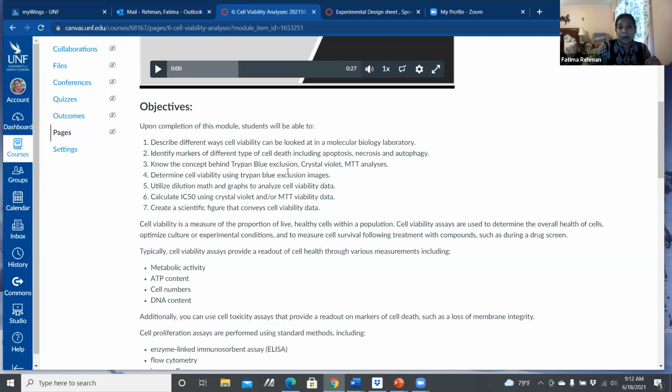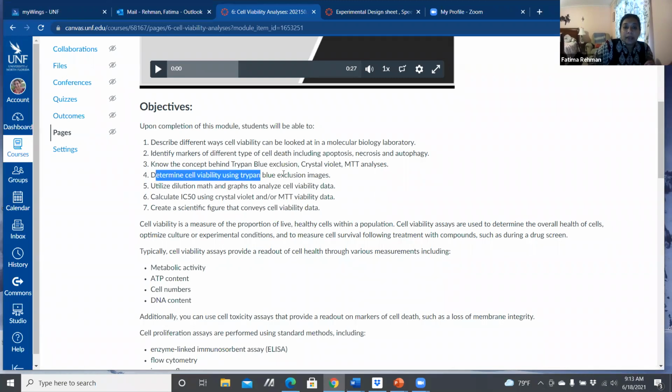So today in class, however, the majority of the data that you will collect is going to be from trypan blue images. We will talk about how to interpret the crystal violet or MTT analyses, but you won't actually get any data from them yet. I will give you data from there at another time when we are combining all our data together.